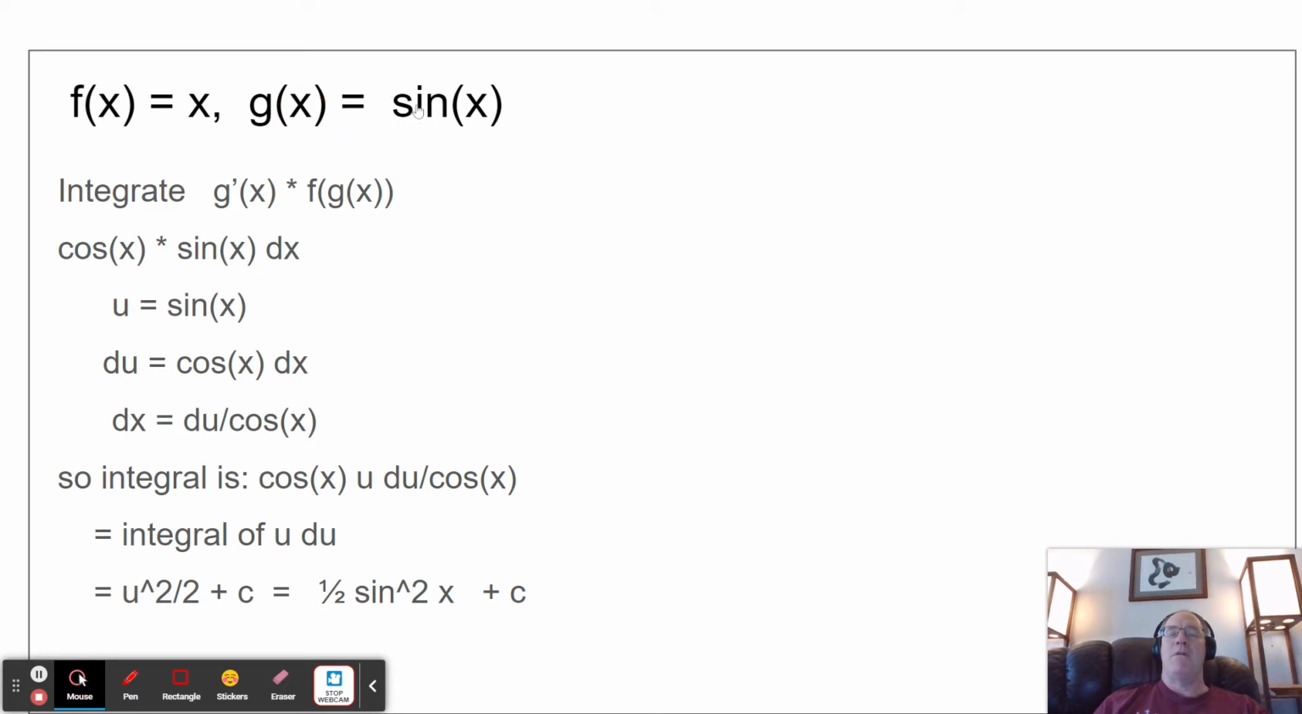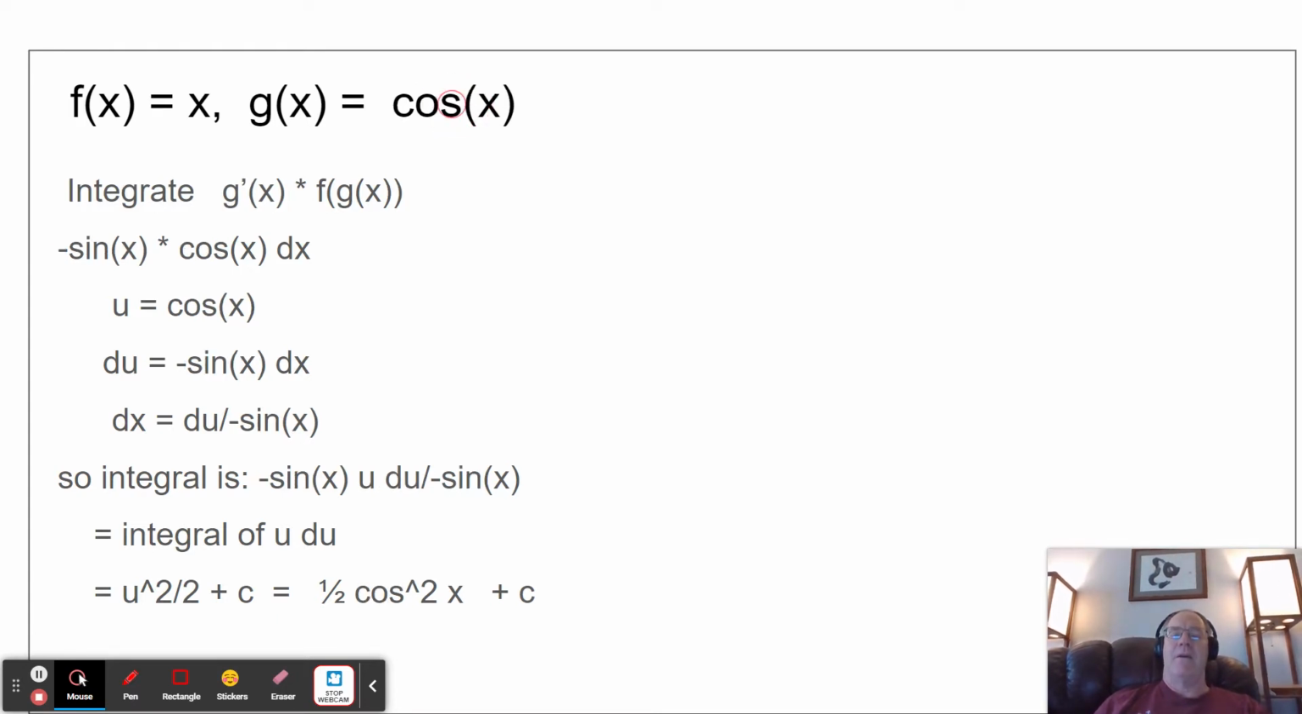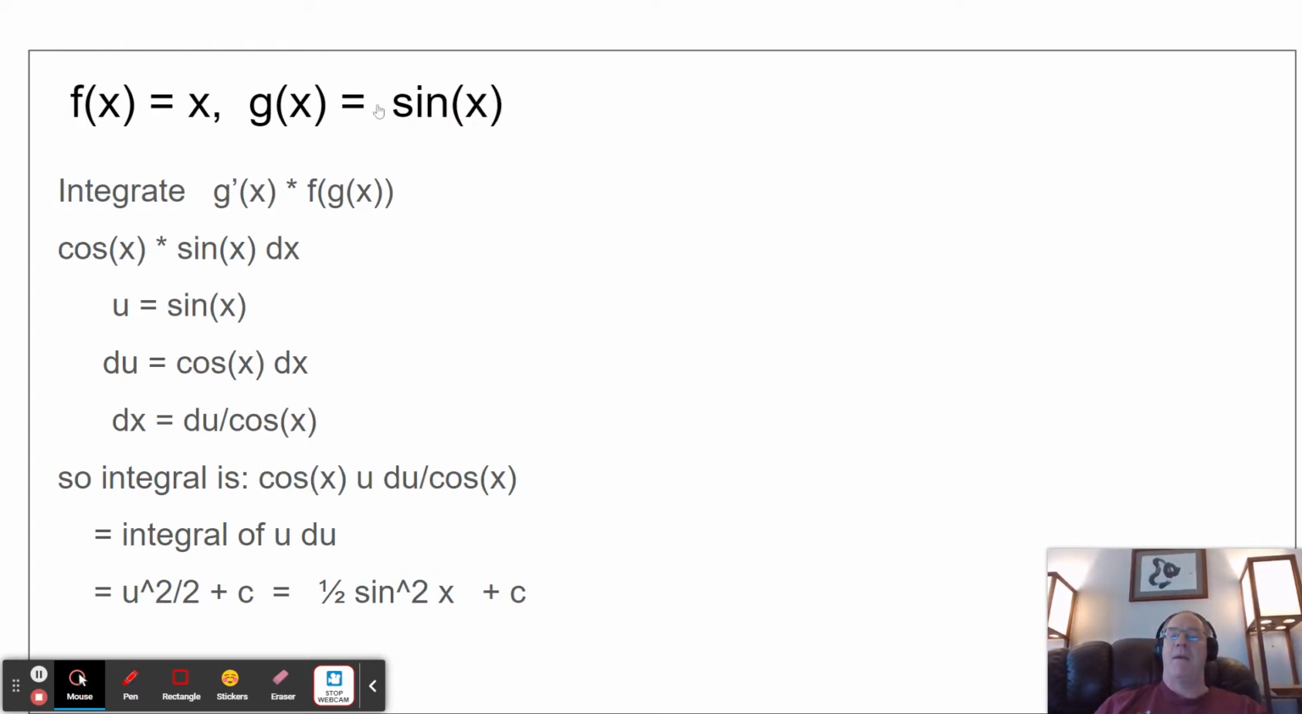Certainly we know the derivative of the sine of x. Hopefully we do. That's going to be the cosine of x. If we can integrate this guy here, then we're in good shape, and we expect to be able to take the derivative of this guy here, and we can. So we want to be able to integrate g prime of x. So the problem we create is the derivative of g times f of g.